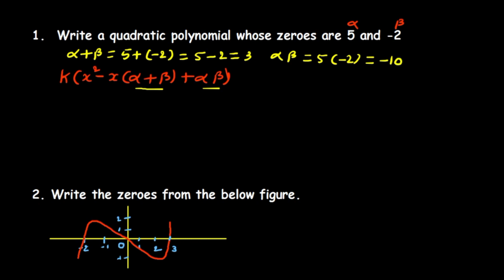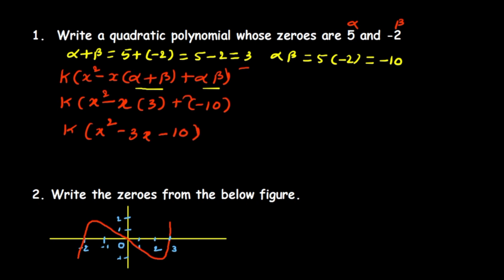So these values we can substitute in this formula. Then what we get: k into x square minus x into alpha plus beta, which we got as 3, plus alpha into beta, which is -10. Now k into x square minus 3 into x, 3x, plus into minus, so it is -10. Now you can observe here, it's very clear, 3 is 3 by 1, 10 is 10 by 1, so there is no fraction form here.